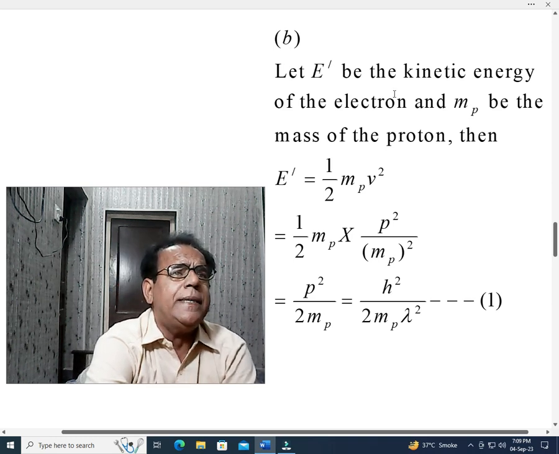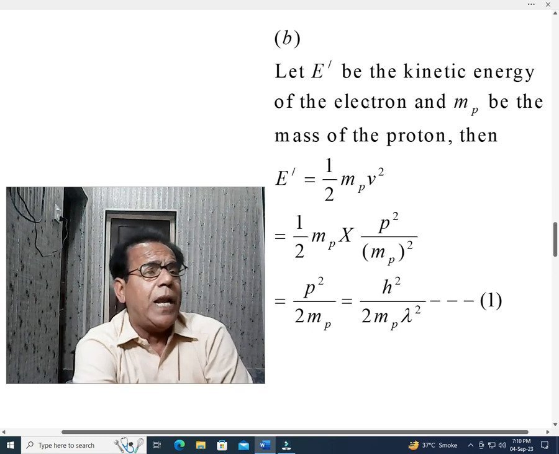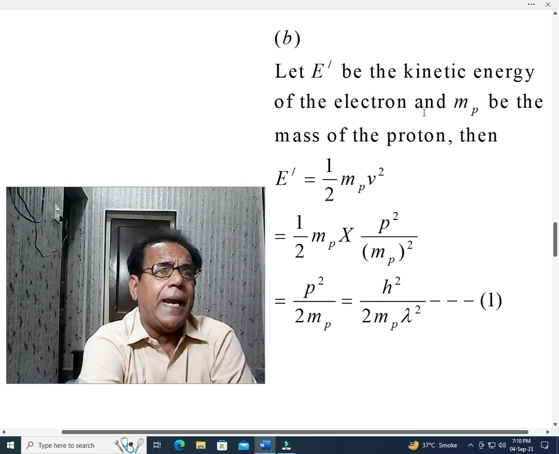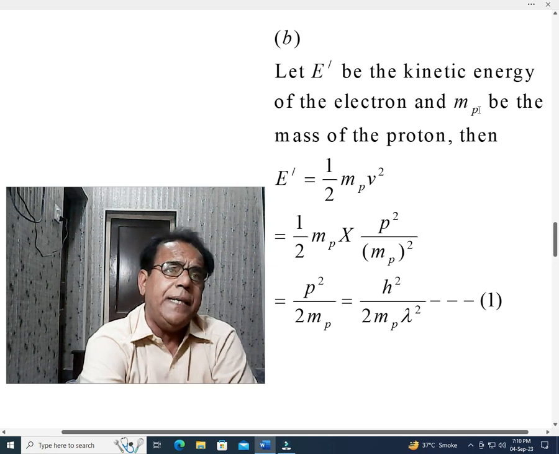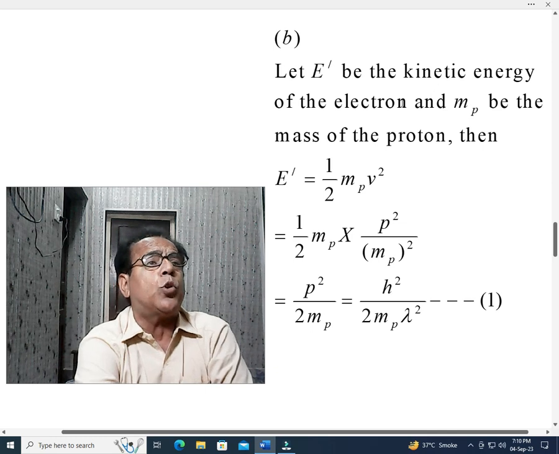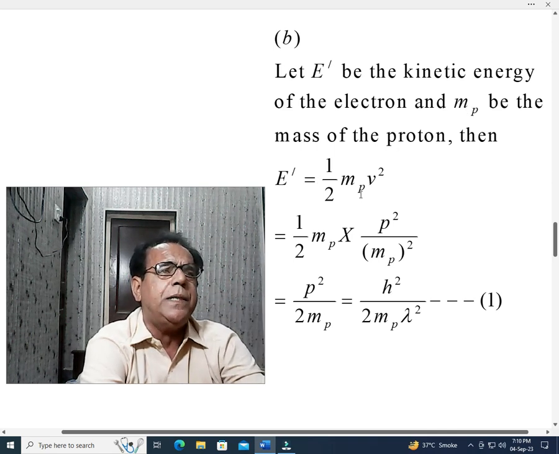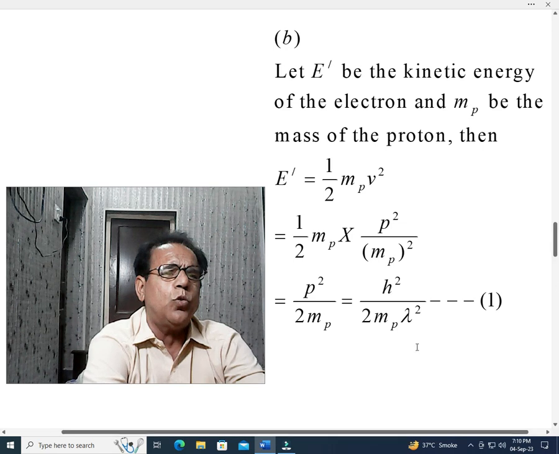So here this is not electron, this is proton. Electron was for part A, but here in part B, E dash is being used, and in place of electron, proton is under consideration, and Mp is used. Let E dash be the kinetic energy of the proton, and Mp, where P is written as a substitute of m, be the mass of the proton, then E dash is equal to half Mp v square, and so on, exactly the same as in the previous part.